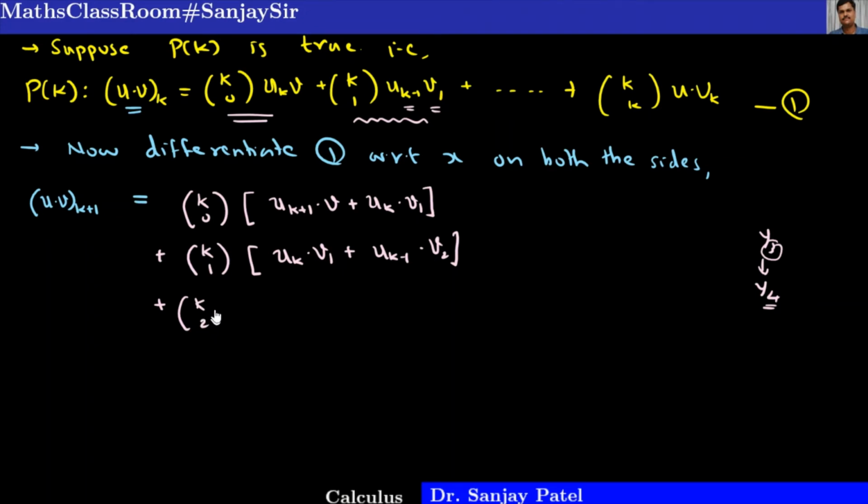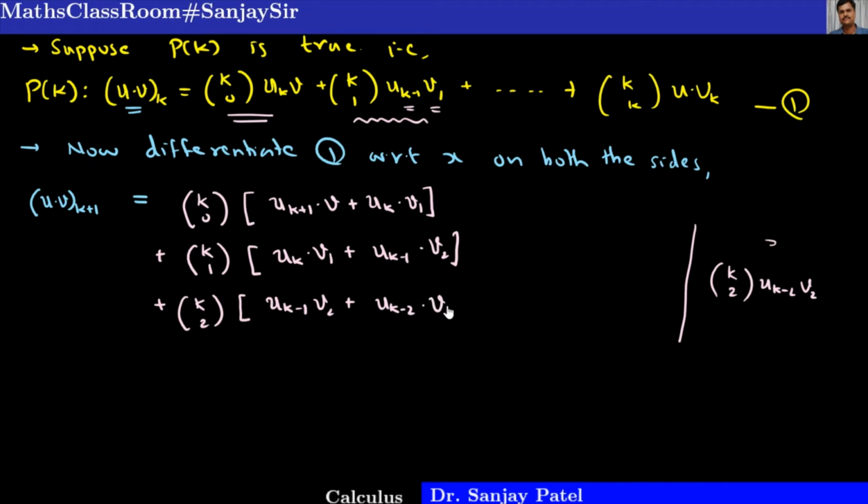Now from the symmetry also you can write without looking at the third term, because here it is not written, but if you want I can mention here that the third term is kc2 into uk minus 2 into v2. So how should we write this step? kc2 into the derivative of uk minus 2, that is uk minus 1, and v2 as it is, plus uk minus 2 as it is, and the derivative of v2 is v3.